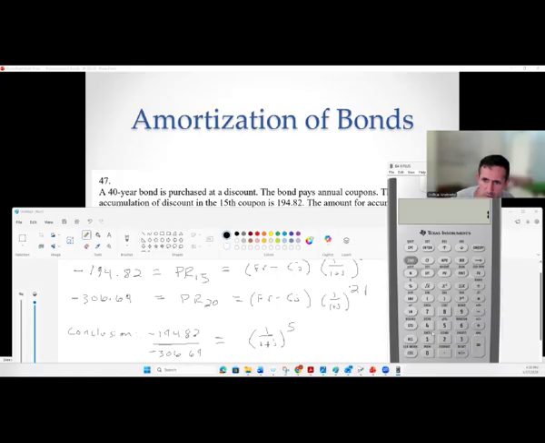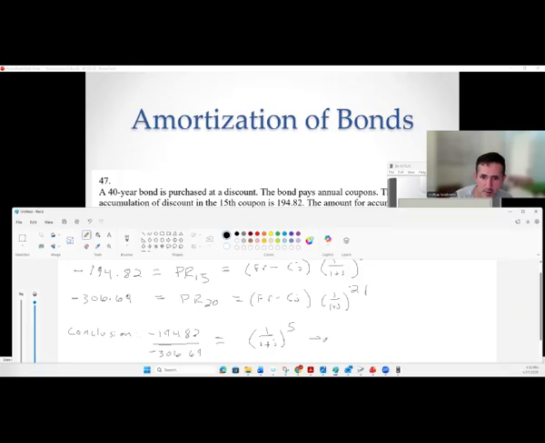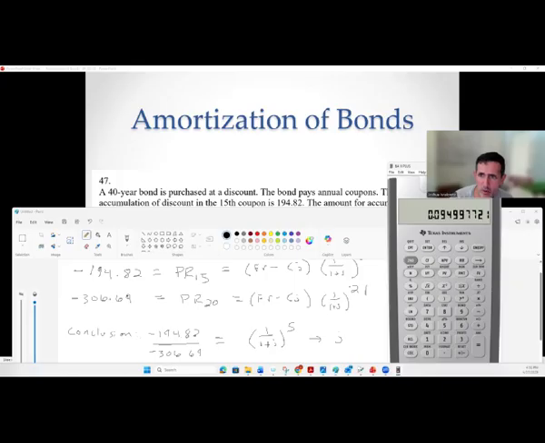So 194.82 over 306.60, raise this to the 0.2, that is 1 over 5. All right. So that's what 1 over 1 plus j is. So do 1 over that, minus 1. And we get j is 0.09. And we can store this.